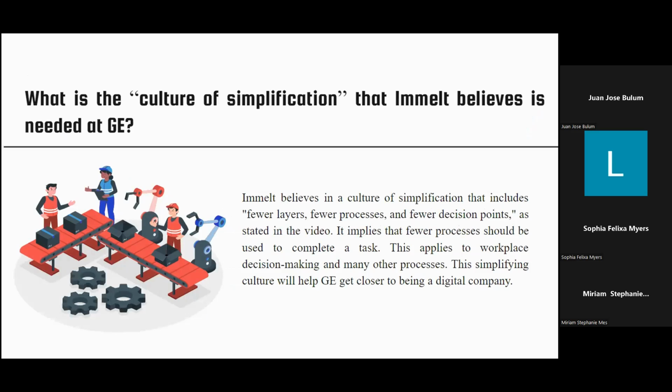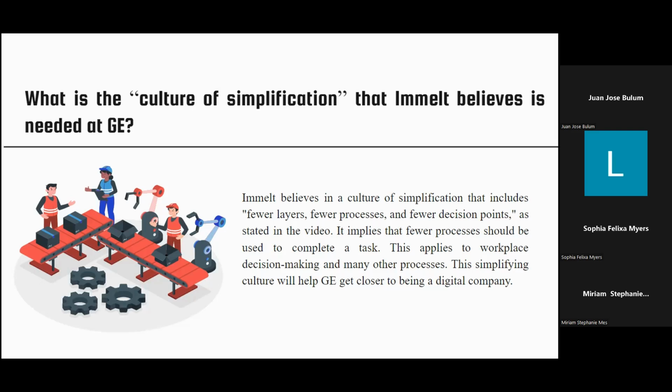needed at GE? So Immelt believes in a culture of simplification that includes fewer layers, fewer processes, and fewer decision points, as stated in the video. It implies that fewer processes should be used to complete a task. This applies to workplace decision-making and many other processes. This simplifying culture will help GE get closer to being a digital company.